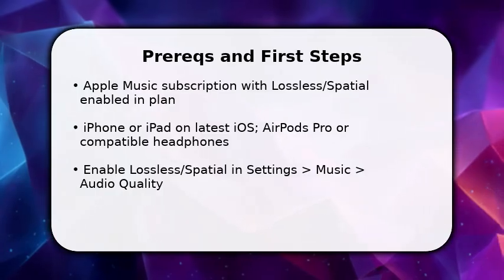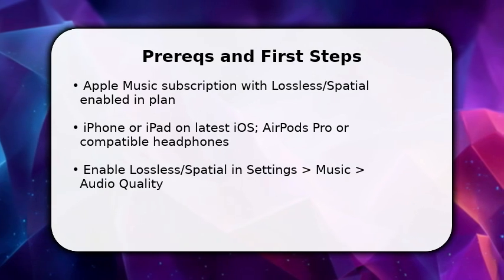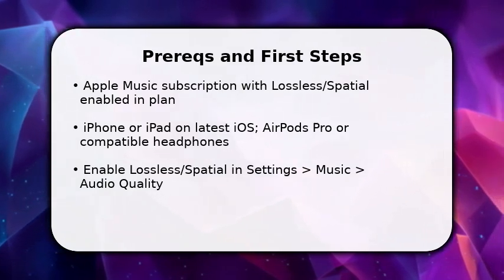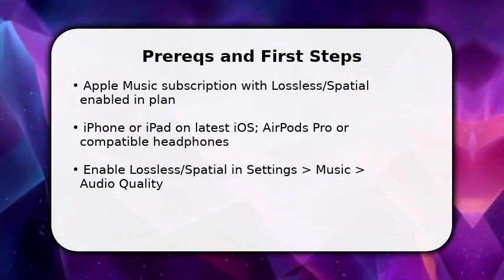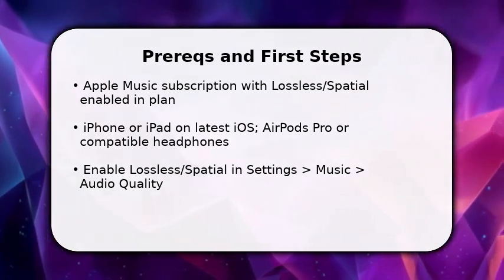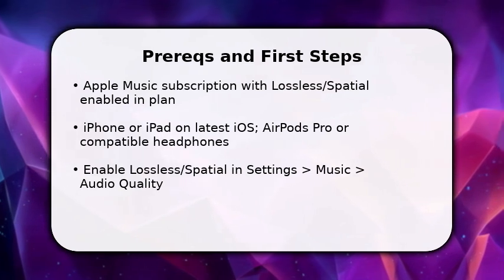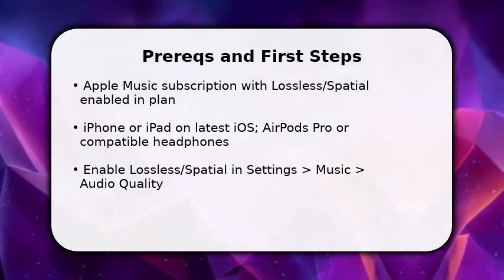You start by confirming prerequisites: subscription, compatible device, and headphones. Open Settings Music and turn on Lossless and Dolby Atmos. Choose Automatic for Atmos. Once done, launch Apple Music and find an album with the Dolby Atmos badge.